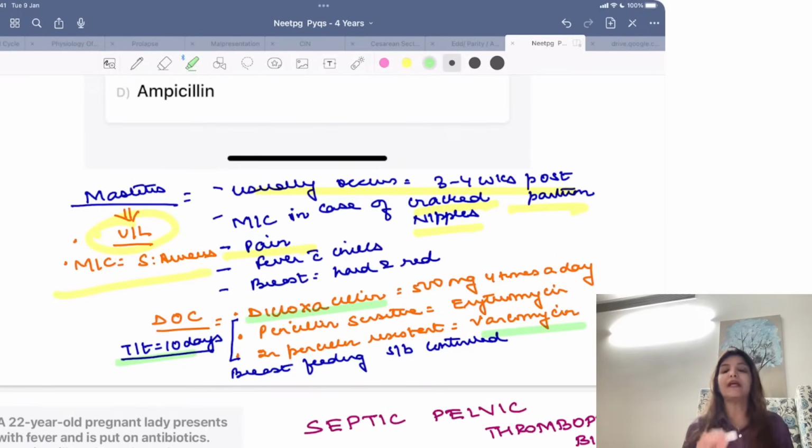Remember, in developing countries like India, breastfeeding is also continued in HIV, right? So in HIV also breastfeeding is not contraindicated. So in a country like India, there are only very few contraindications for breastfeeding.